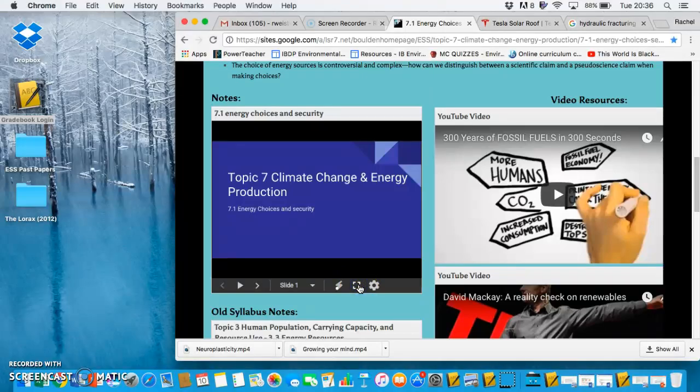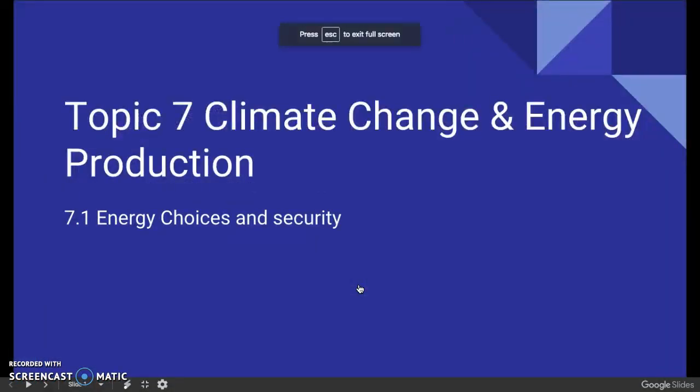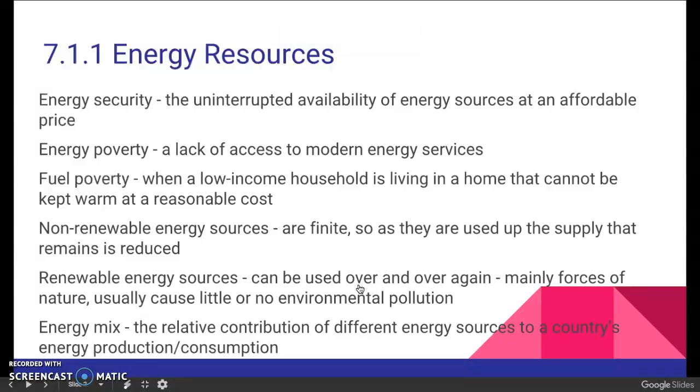Hi, today we're going to look at energy choices and security. And I know you could read through this on your own, so I'm just going to run through what I think is the most important. So, first, we need to understand the idea of energy security. That means a country's ability to provide its people with reliable and affordable energy. So, it's not going to get cut off, it's not going to be interrupted due to a political disagreement with another country. It is reliable.